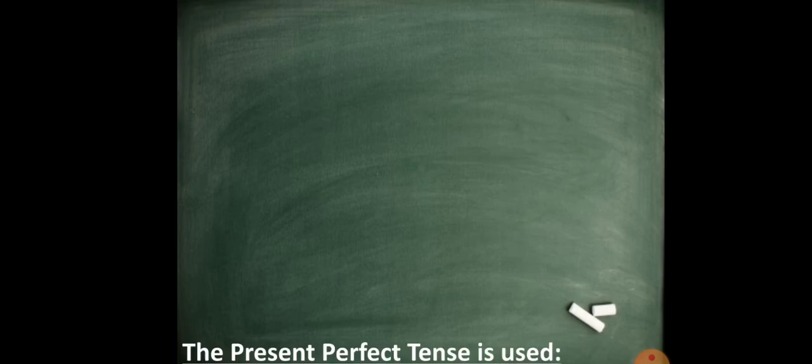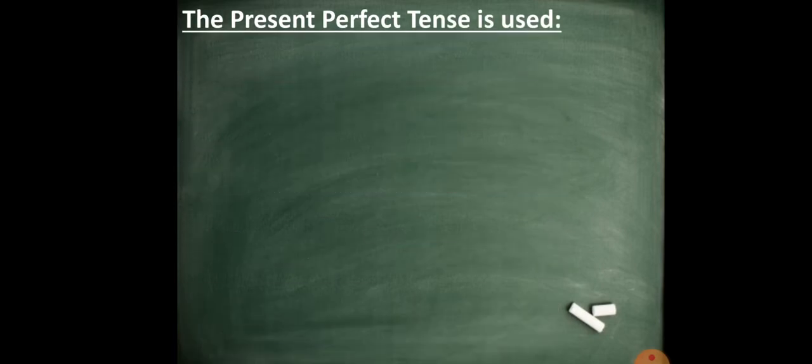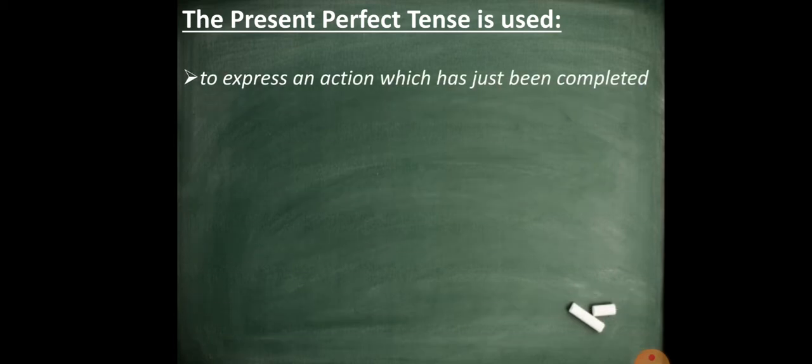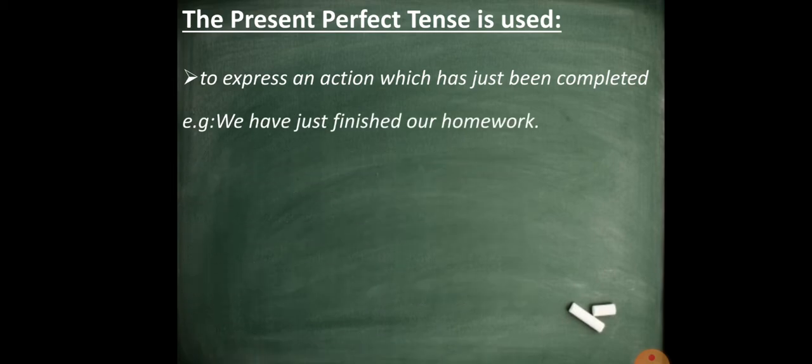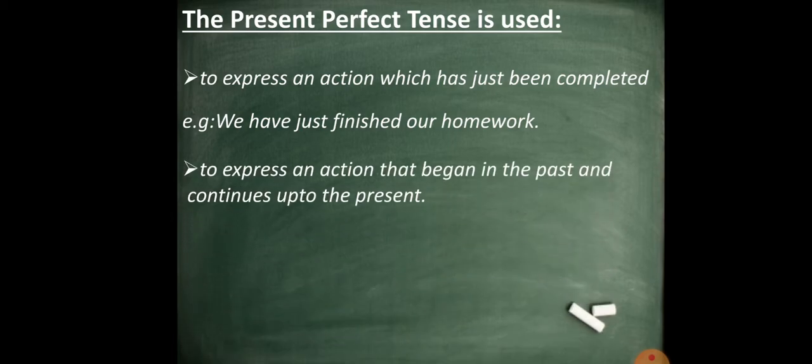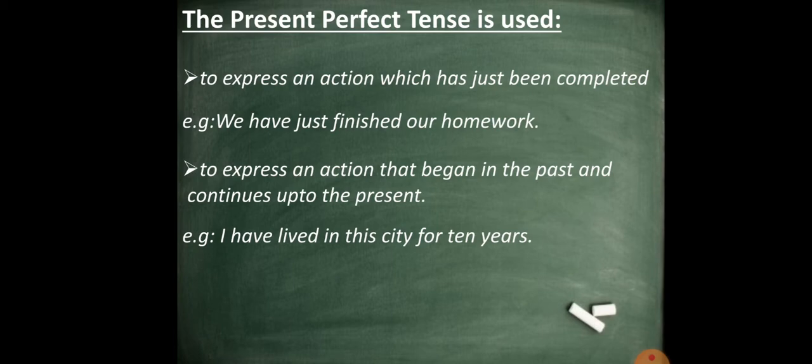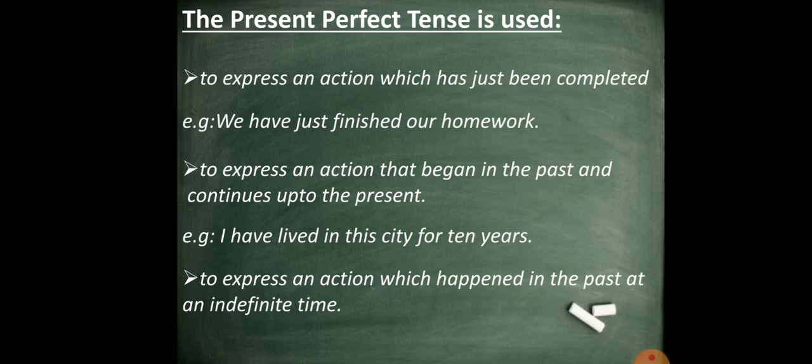Now we come to the next form, that is the present perfect tense. The present perfect tense is used to express an action which has just been completed. For example, we have just finished our homework. It is used to express an action that began in the past and continues up to the present. For example, I have lived in the city for 10 years. It is also used to express an action which happened in the past at an indefinite time. Example, we have seen the Taj Mahal.